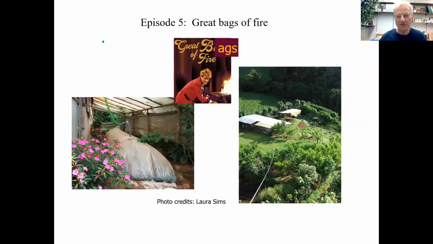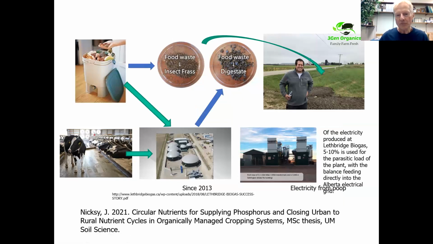Episode 5 is called Great Bags of Fire. And this is something that impressed me in Costa Rica. We were visiting this farm, Ricardo's farm, and they had this biodigester, basically a silage bag, using the manure from their 12 animals, and they produced methane, which they used to boil their milk in their cheese-making operation. And I'm happy to say that we now have biodigesters in Canada, and they not only produce electricity, they also produce digestate, which is an organic fertilizer.